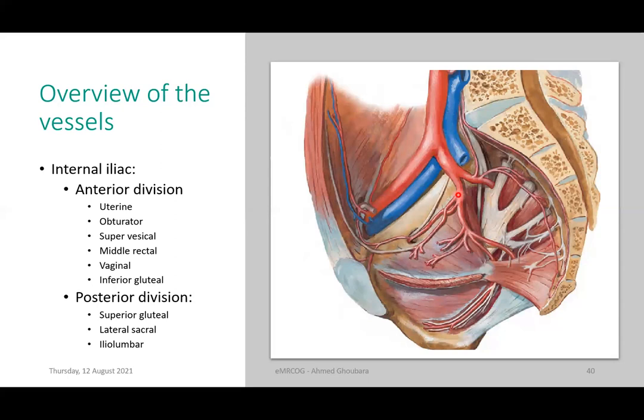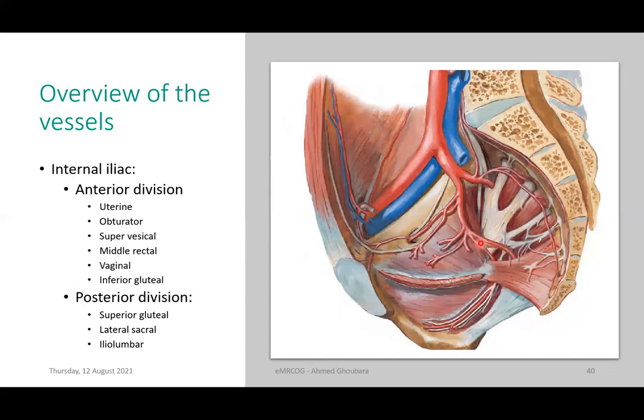Anterior division gives rise to many arteries: the uterine artery, the obturator artery. This little one here is the obturator artery, the one that passes through the obturator canal, obturator foramen, this one. It also gives rise to the umbilical artery, which is obliterated. As you can see, the rest of the artery is obliterated and later forms the medial umbilical ligament, this one. Also the superior vesical artery, vaginal artery, uterine artery, and inferior gluteal artery, this one.